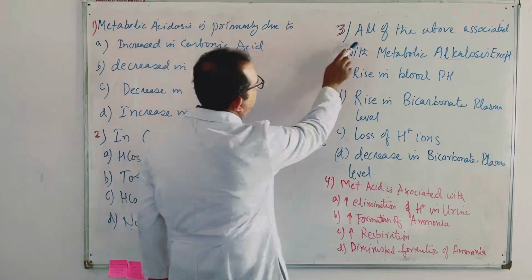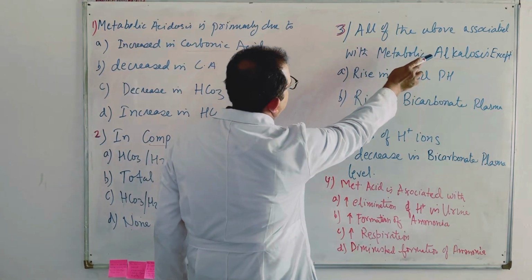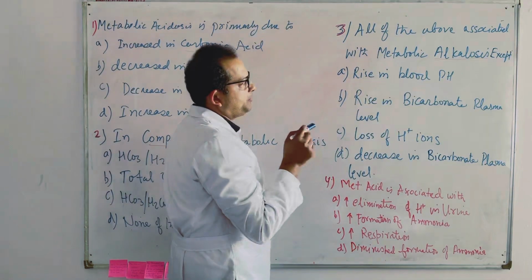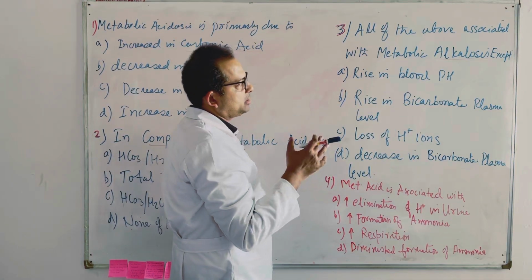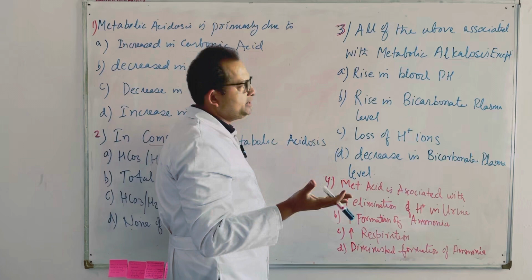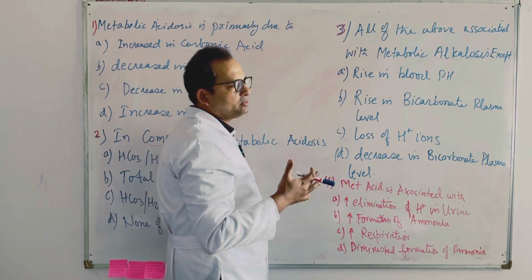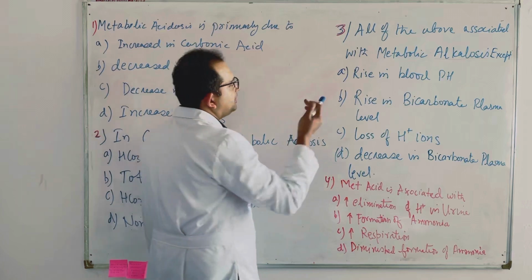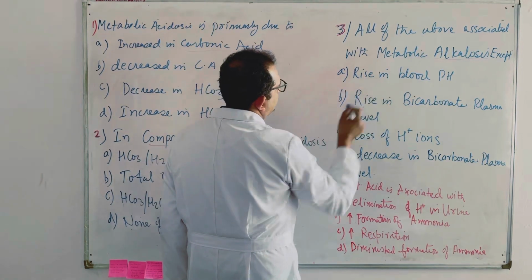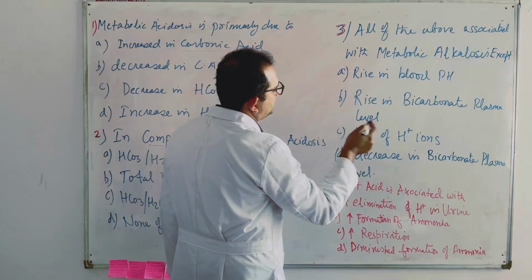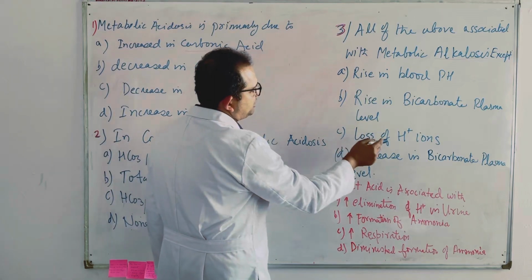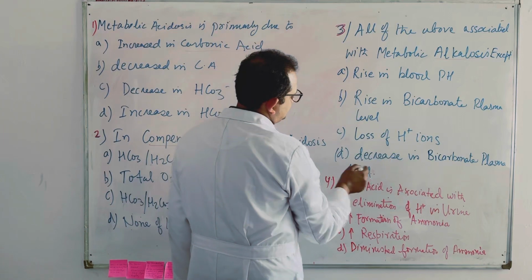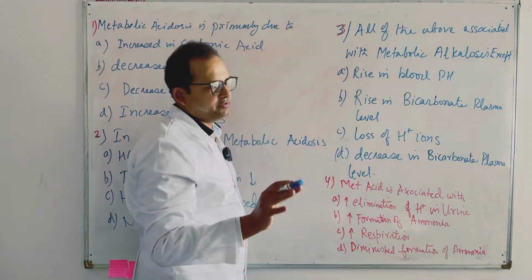Now, all of the above is associated with metabolic alkalosis except. Metabolic alkalosis is talking about pH, talking about the kidney, so you can understand. The choices are: rise in blood pH, rise in bicarbonate plasma level, loss of H plus ions, decrease in bicarbonate plasma level. I know you can solve it very easily.